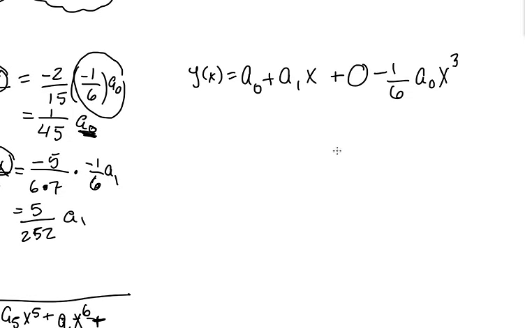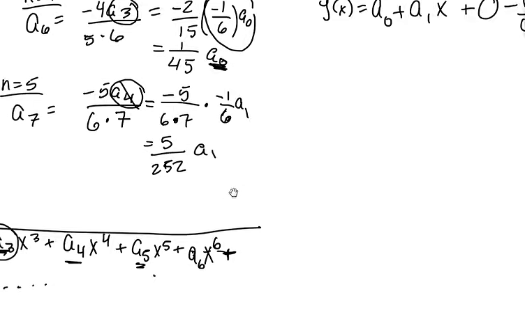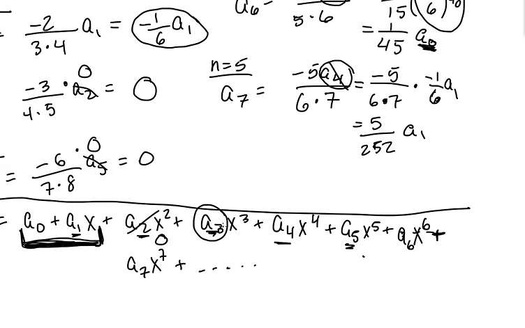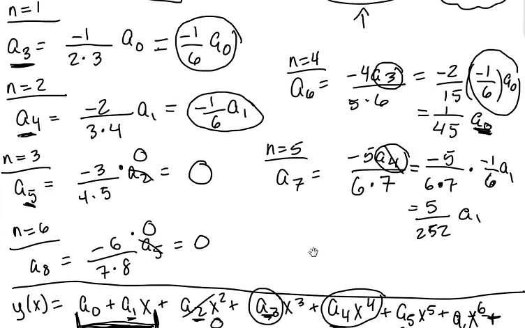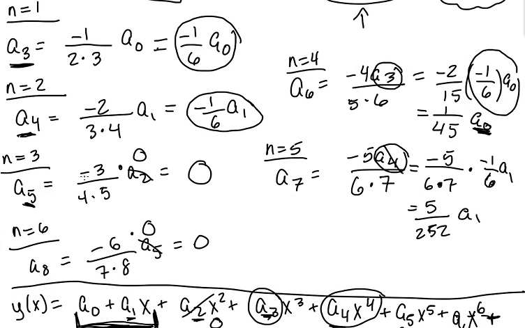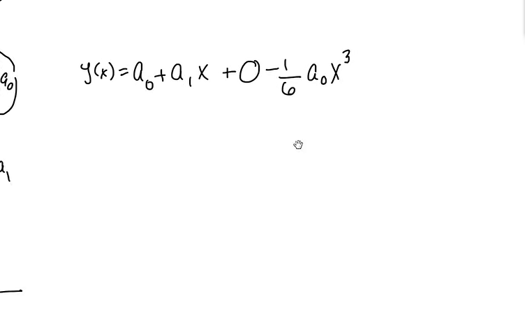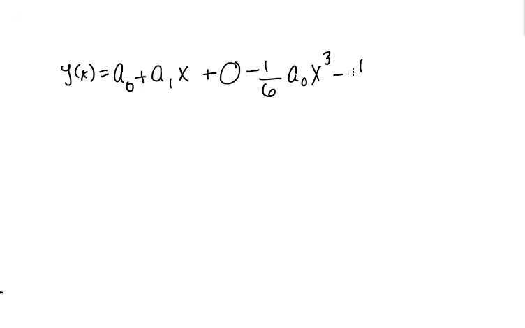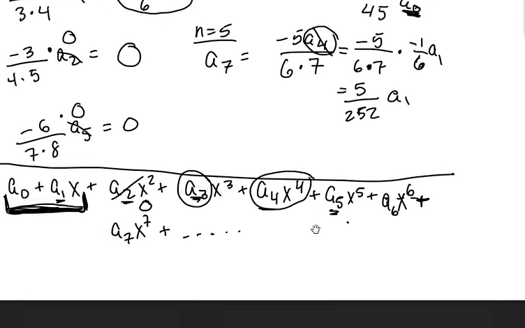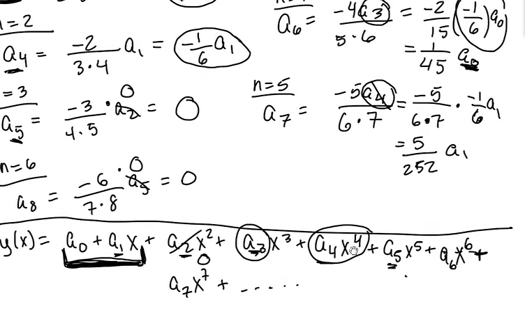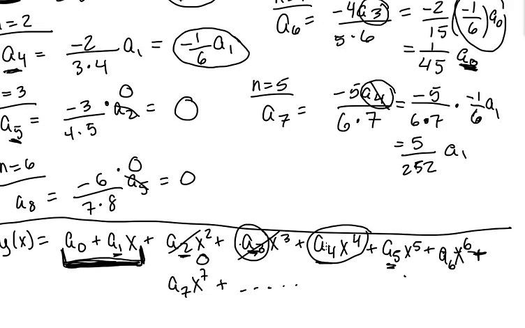Okay, now we need a sub 4. So we did this. Now we're looking for a sub 4. So a sub 4 is right here, negative 1 over 6 times a sub 1. Okay, now we're looking, let's see, from down here. Okay, so we did this. Now we already did this.